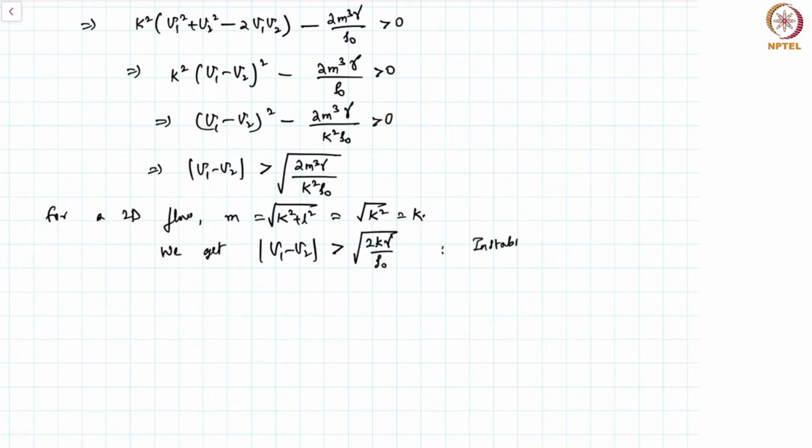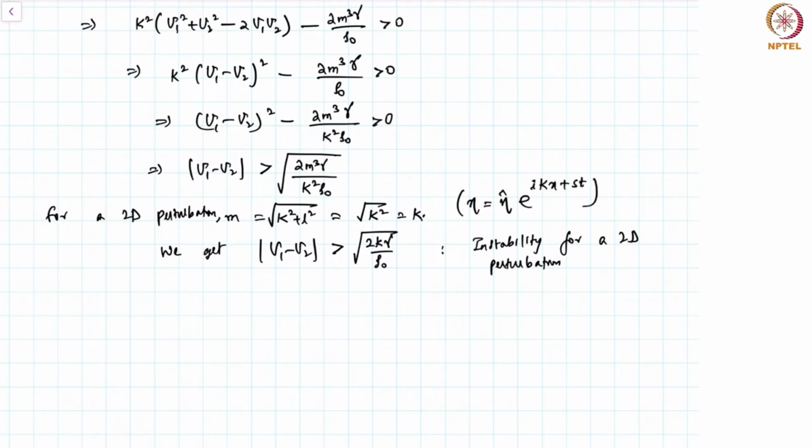Instability for a 2D perturbation. It's not a 2D flow, sorry, this is a 2D perturbation. By 2D perturbation, I simply mean for this case, the normal mode will be eta hat times e power i(kx plus st). We are ignoring the variation in y.